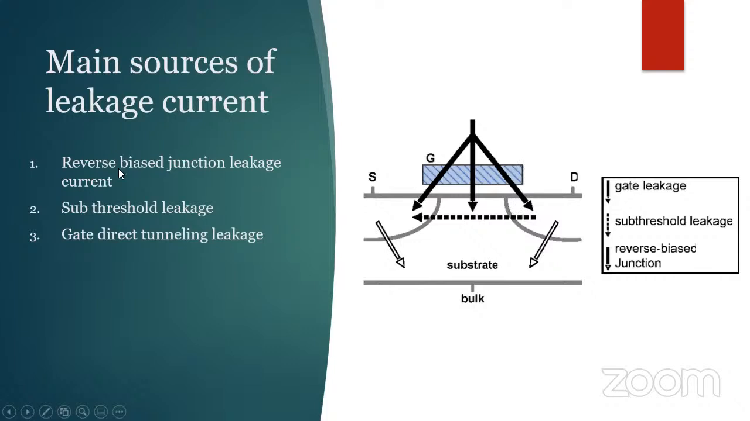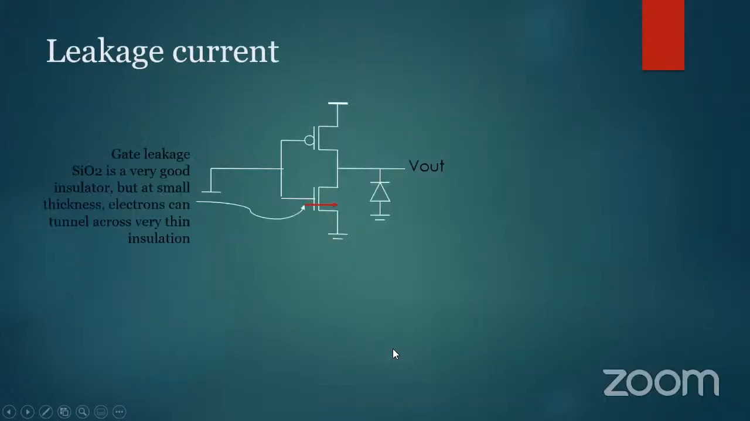One more factor is the reverse bias junction leakage current. This source and this drain form a reverse bias diode with the substrate. As we all know, if the source and drain are of N type, and the substrate is of P type, then this NP will form a reverse biased junction diode. There is a reverse current, which you might have already studied in your basic electronics about the reverse diode current. That is formed over here. So that is another factor for the leakage current. Here we can see the example of the CMOS inverter.